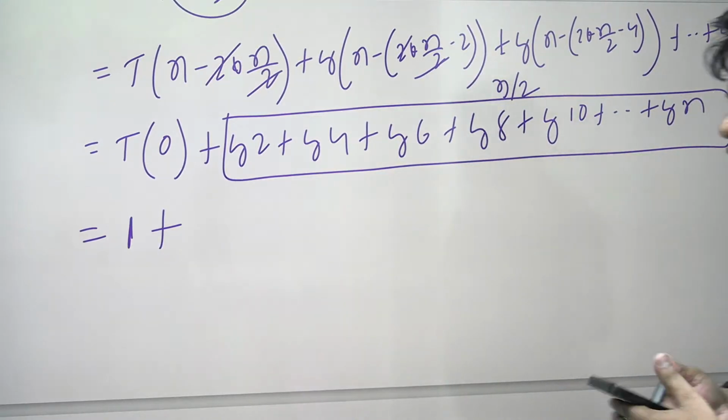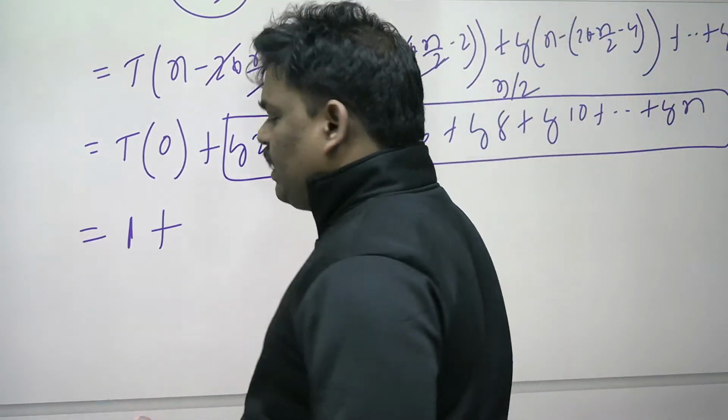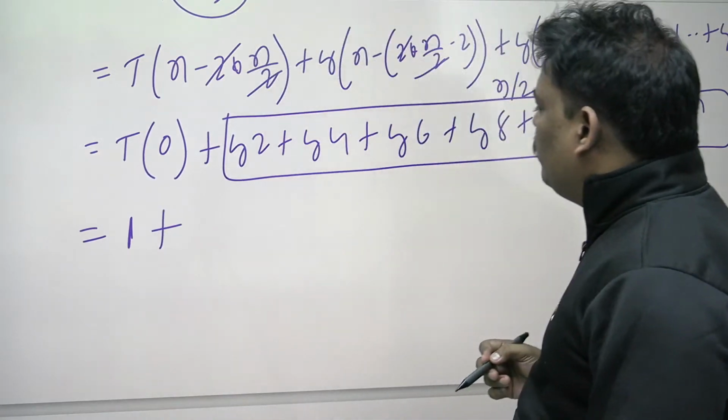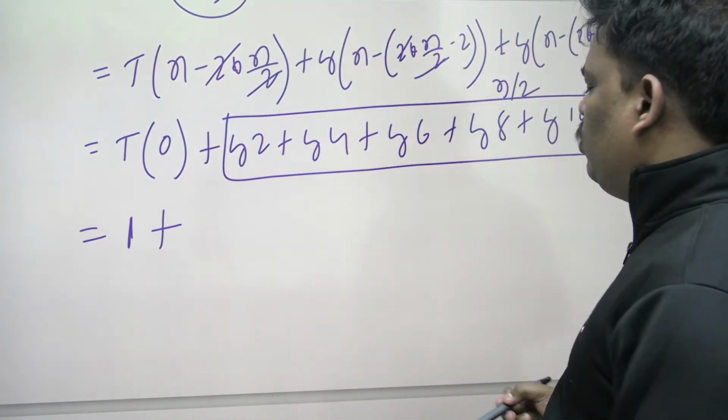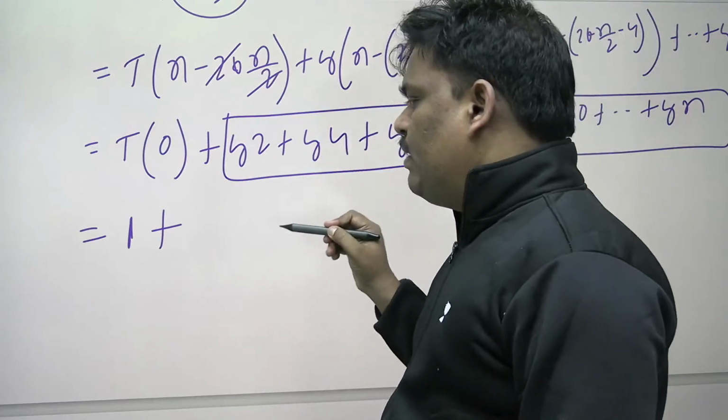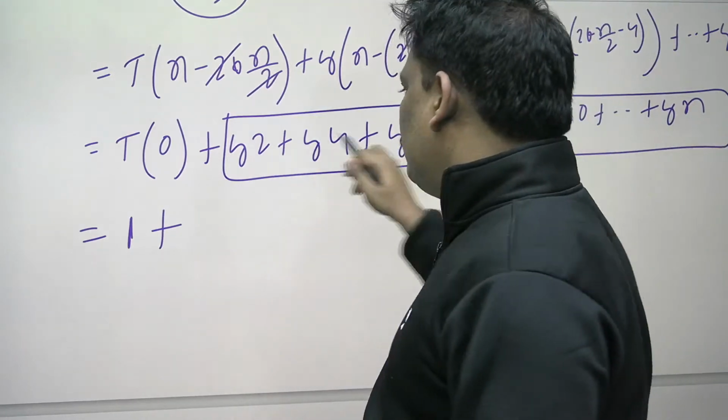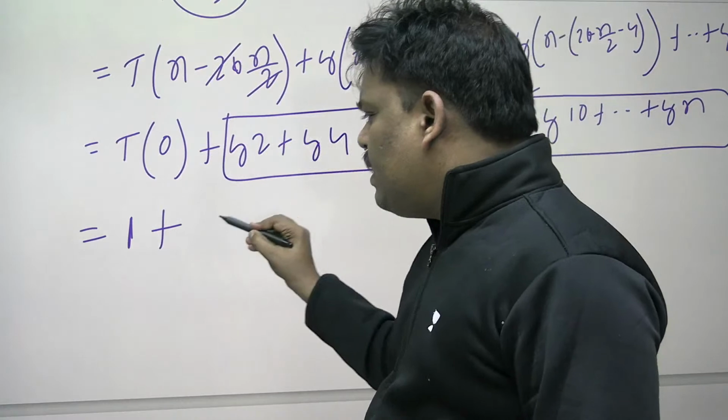So let me try this one. I think I gave enough time. All are even numbers, and n by 2 terms are there. But when I say even, everyone listen: how to solve this series?